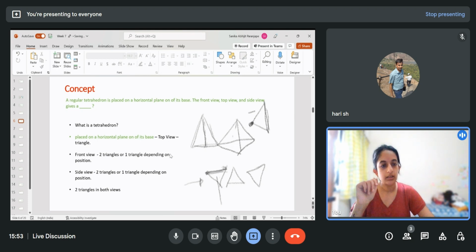So in that case, I'll see only one triangle in side view, two triangles in front view, and one triangle in top view. If I rotate it slightly like this, so that no side is parallel to any side.